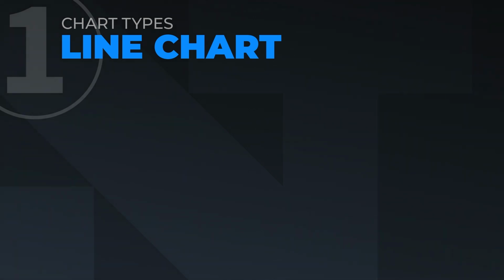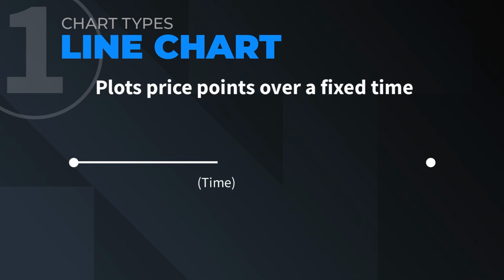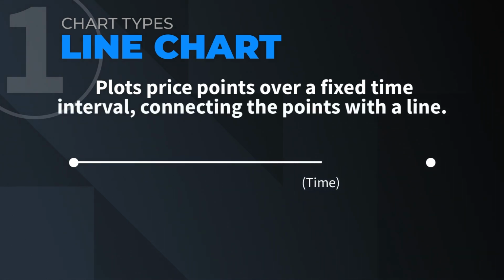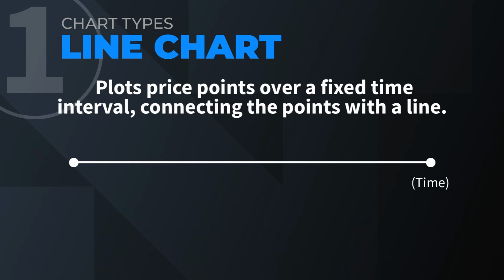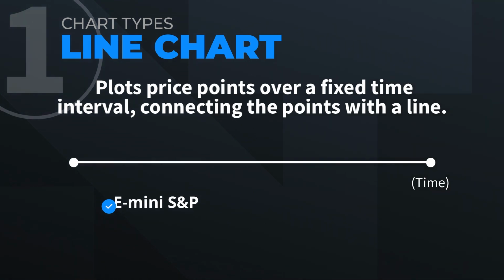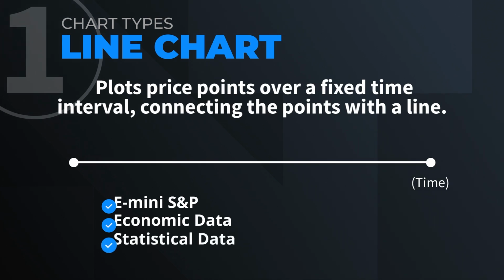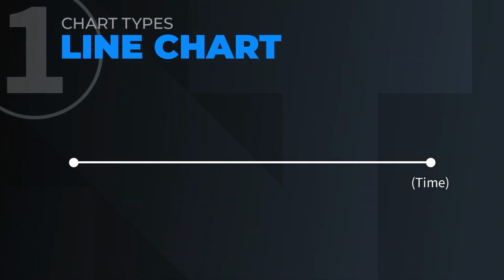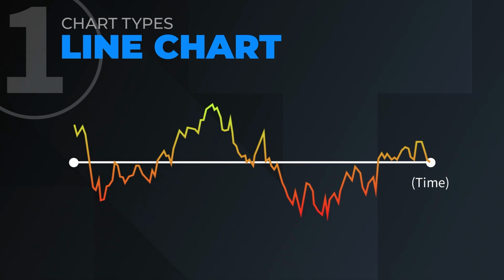One of the most common types of charts is a line chart, which plots price points over a fixed time interval, connecting the points with a line. While this type of chart can be used in plotting the traded price of a futures contract, like the E-mini S&P, it is also very common to see other types of data on a line chart, such as economic or statistical data. Line charts are also standard for comparing price data for multiple assets in the same chart.